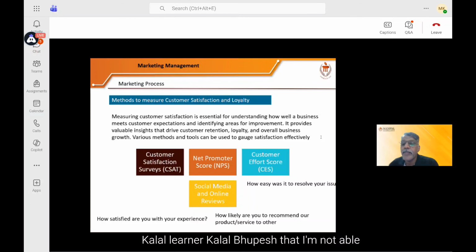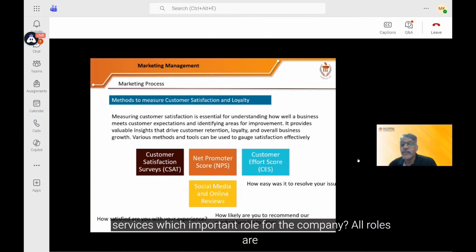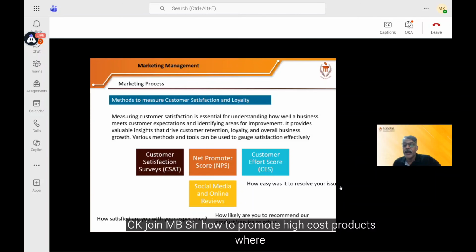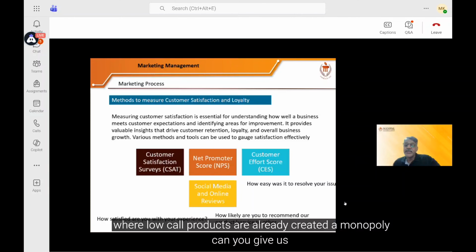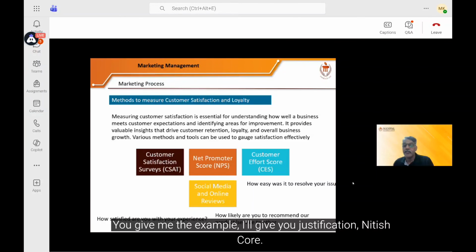Kalal Bhupesh, I'm not able to read the name fully. Customer service, after sales engineering and after field services. Which is the most important role for the company? All roles are important. Dikshant Bhati, is selling always give 5 out of 5? Okay. Sir, how to promote high cost products where low cost products have already created a monopoly? Can you give me some example of a high cost product and a low cost product? You give me the example, I'll give you justification, Nitish Kaur.